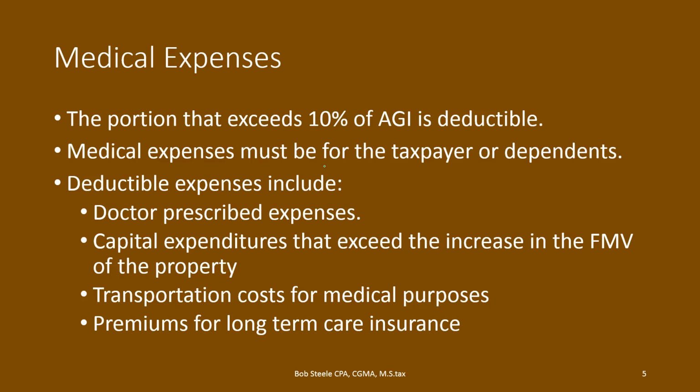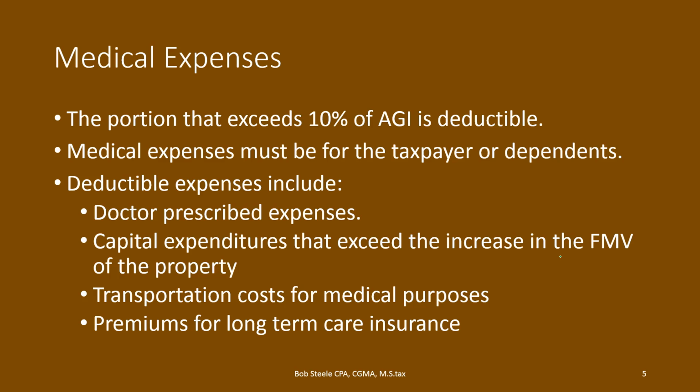And the interesting one here is capital expenditures that exceed the increase in the fair market value of the property. There's been a lot of cases on this which are somewhat interesting. So if the doctor came and said, you know, you have back problems, and I think that a thing that would help you would be a nice jacuzzi and a sauna within your home. And obviously, that could be quite an expensive process to put those items in your home. The question is, could you deduct that in your home? And those are types of questions that basically come up.